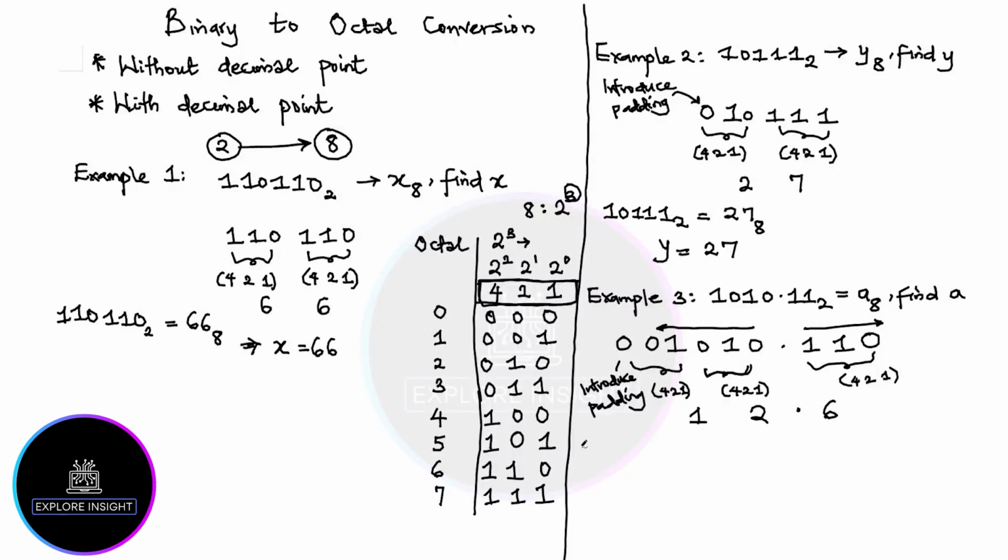So what does that simply tell us? It tells us that 1010.11 in base 2 will be equivalent to 12.6 in base 8. Therefore, our a is 12.6.